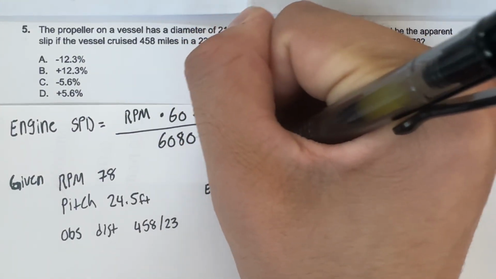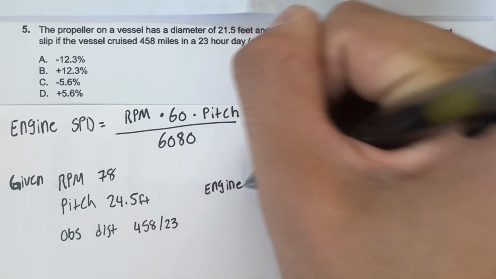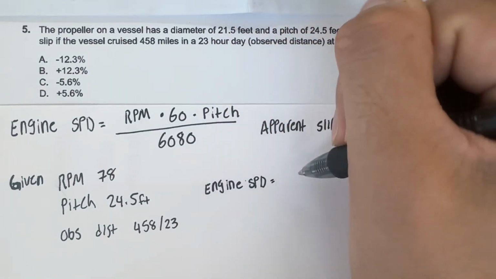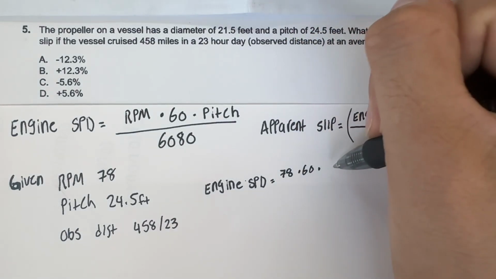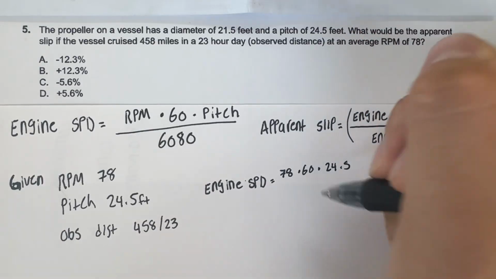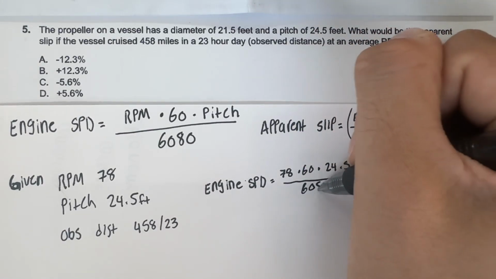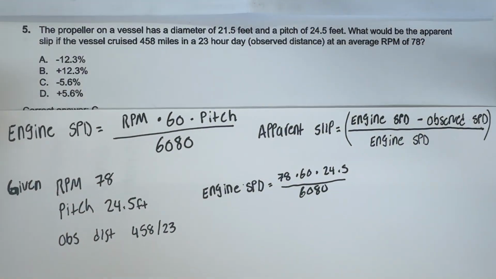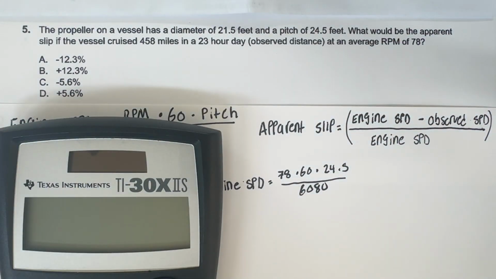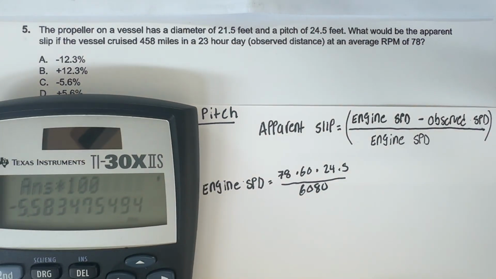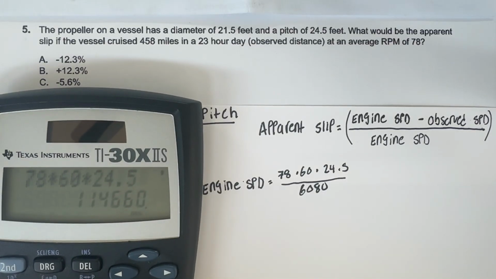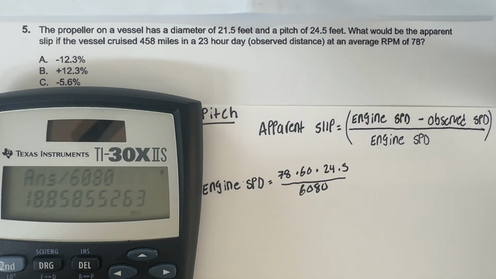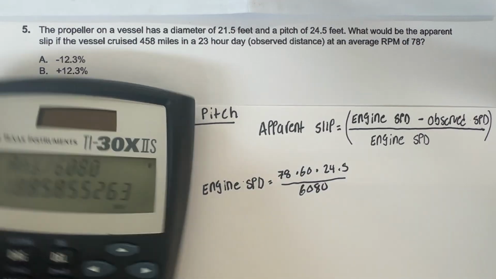So engine speed equals RPM 78 times 60 times pitch 24.5 over 6,080. Put that on my calculator. 78 times 60 times 24.5 divided by 6,080. So this is our engine speed, 18.85. We'll round that up, so 18.86.